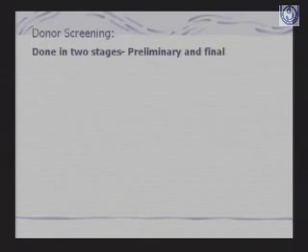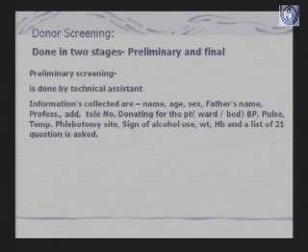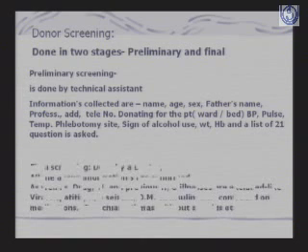Now donor screening is done in 2 stages, that is preliminary and final. The preliminary screening is done by the technical assistant. Information collected are name, age, sex and all these things, along with BP and pulse, and you have those standards, and you need to match if the donor is matching all those things and is fit to donate blood. Only then will the blood be taken.